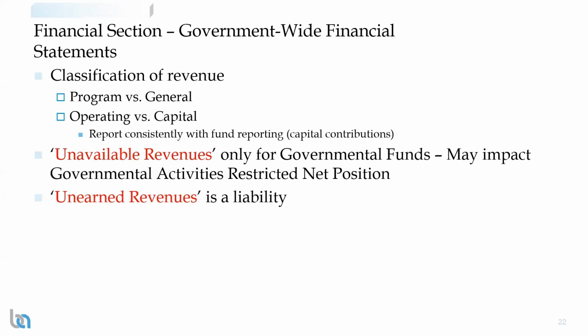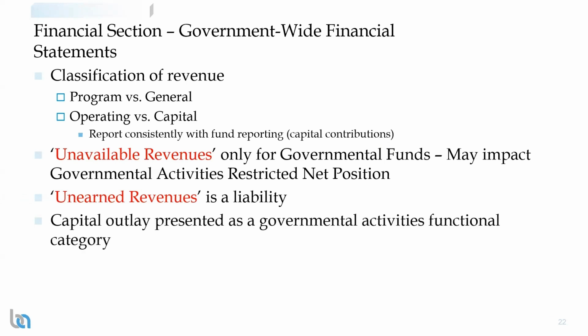Unearned revenues is a liability, so just make sure you don't have that in your deferred inflow of resources. Capital outlay, same like unavailable revenue, is a line item that only should exist on your fund statements. So you shouldn't have a line item in your government-wide statement of activities for capital outlay.